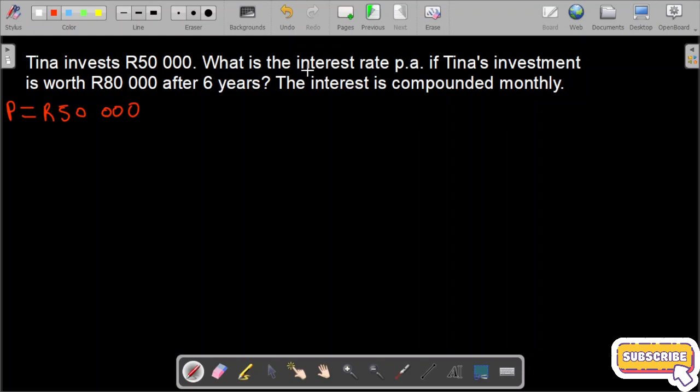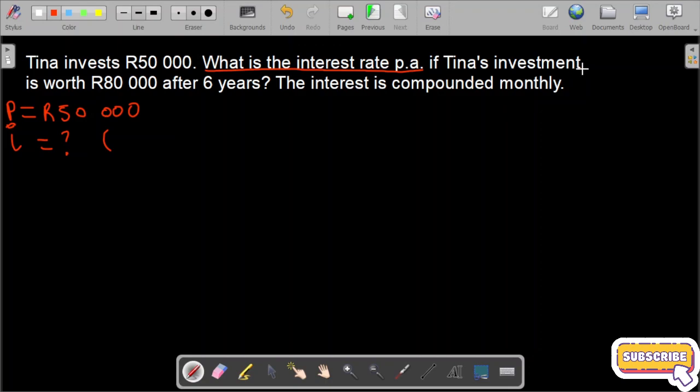Then what is the interest? Now the question is, what is the interest rate per annum? I. That's what they are looking for. They want us to look for I, but in this case, not really I, it's R, but that's what we are looking for here. Remember, usually after doing this we divide with something, but they're going to tell us.